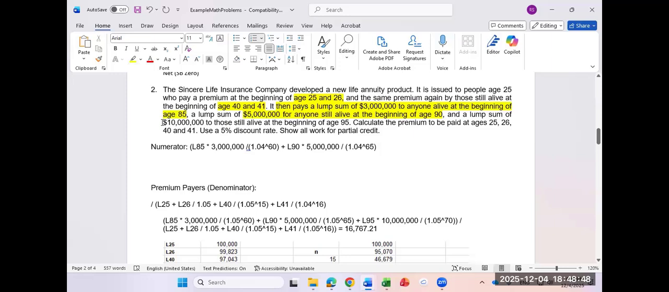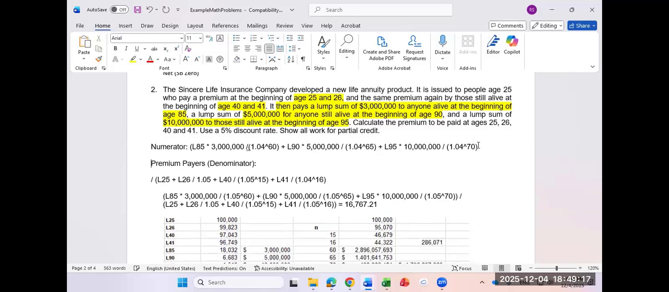All right, there's age 90. And a lump sum of 10 million for those alive at age 95. These are all L's, so there's no D's here at all. Raised to the what here? 95 minus 25, 70, right? There's our numerator. We now have the entire equation, just like that. Pretty easy problem, actually, all right?